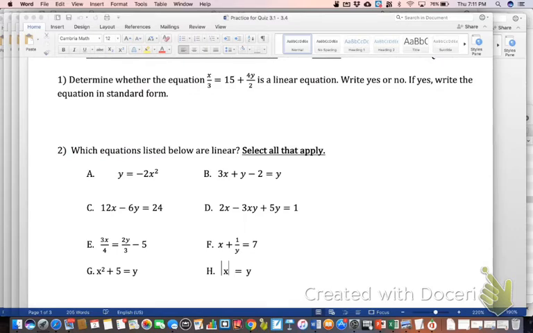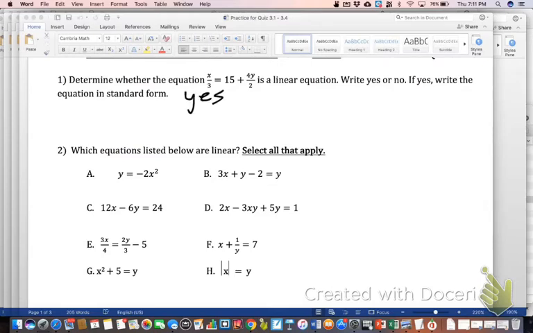We do know that it is linear. We know it's linear for a few different reasons. So the x and the y are not together in the same term. There's no x or y in the denominator. There's no absolute value, anything like that. So yes, it is linear.